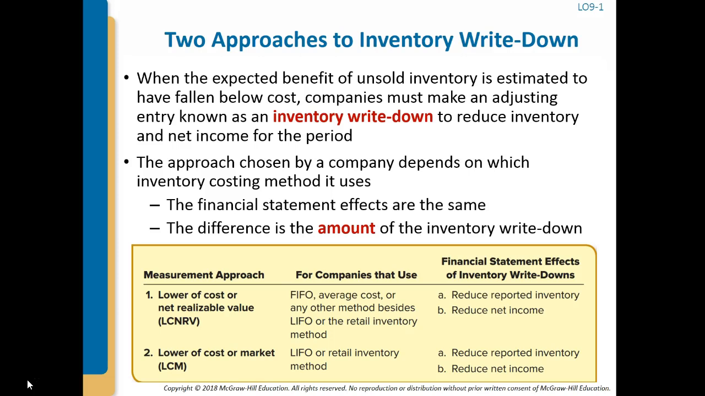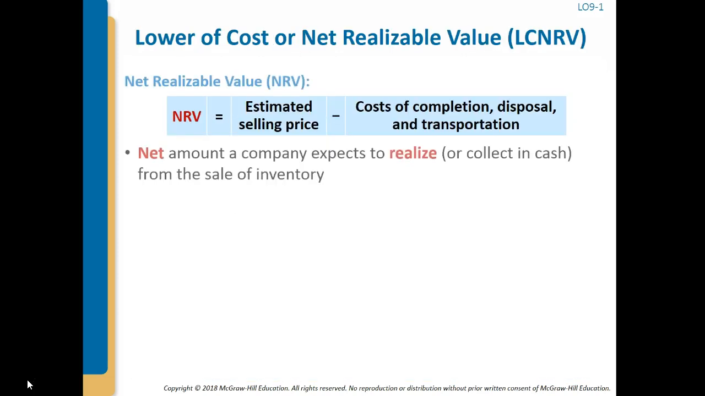So for both measurement approaches, the financial statement effects of an inventory write-down are the same. Reduce reported inventory and we reduce net income. Both approaches have the same conceptual purpose of reporting inventory conservatively at the lower of two amounts. The difference between these two approaches is the measurement of the amount of the inventory write-down.